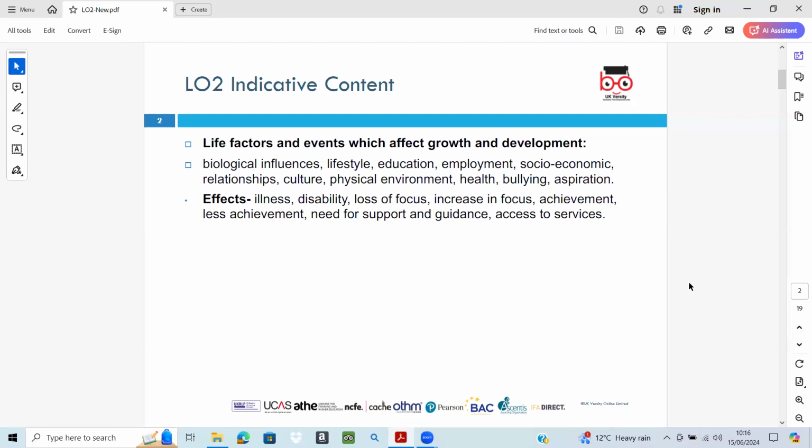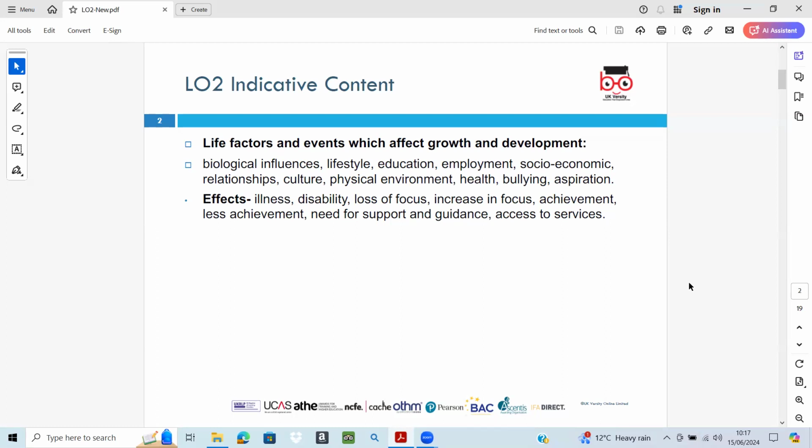Then we have aspiration. Aspirations and goals drive motivation and personal growth. For example, high aspirations can lead to increased focus and achievement in academic and professional growth. If someone lacks inspiration, it can result in diminished effort and lower levels of achievement.